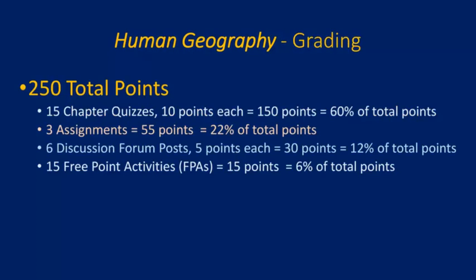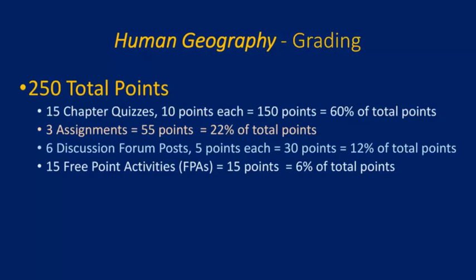There's 3 different assignments, totaling 55 points. Those are all going to be worth different point totals, but in total, the 3 assignments are worth 55 points, which is 22% of the total points for the course. So 22% of that 250 total.